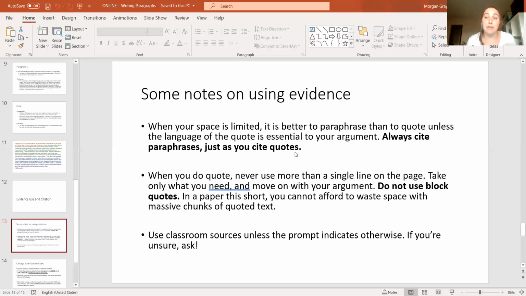That is why I always emphasize that you will always, always cite the evidence section of your paper. It's a lot easier to avoid plagiarism when you know that that second sentence of your paragraph is going to need a citation.